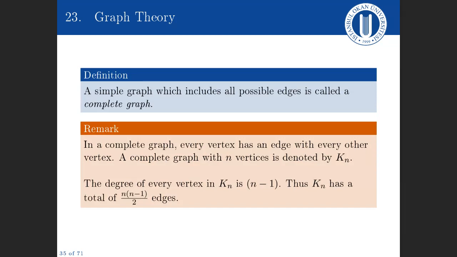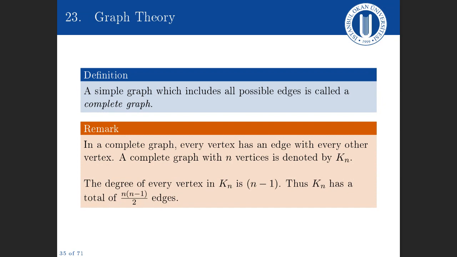A simple graph which includes all possible edges is called a complete graph. Remember, simple graph means we're not allowed to have parallel edges and we're not allowed to have loops. So all possible edges means that every vertex is connected to every other vertex. In a complete graph, every vertex has one edge with every other vertex.